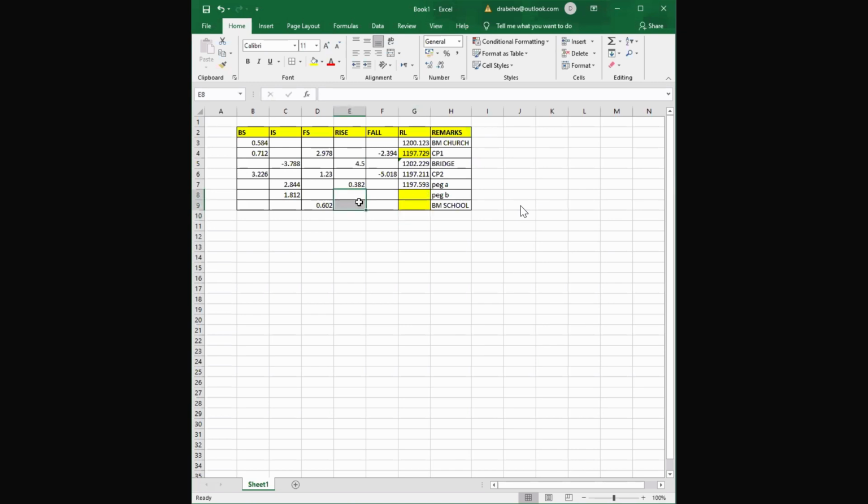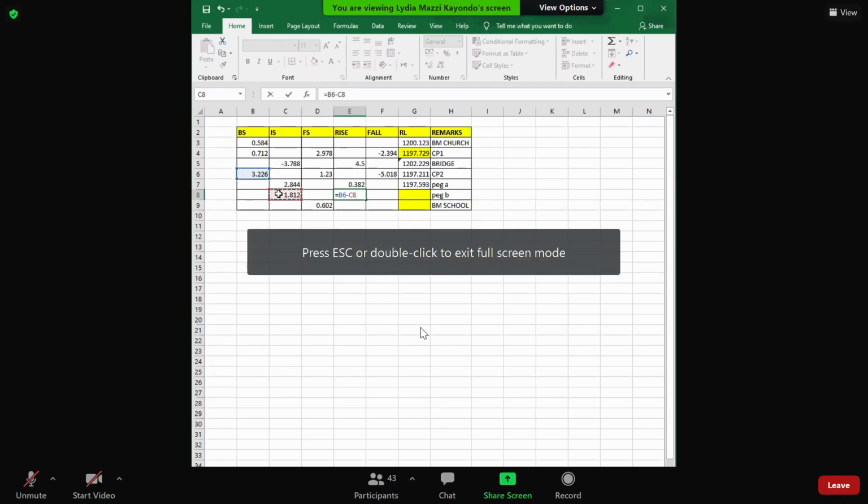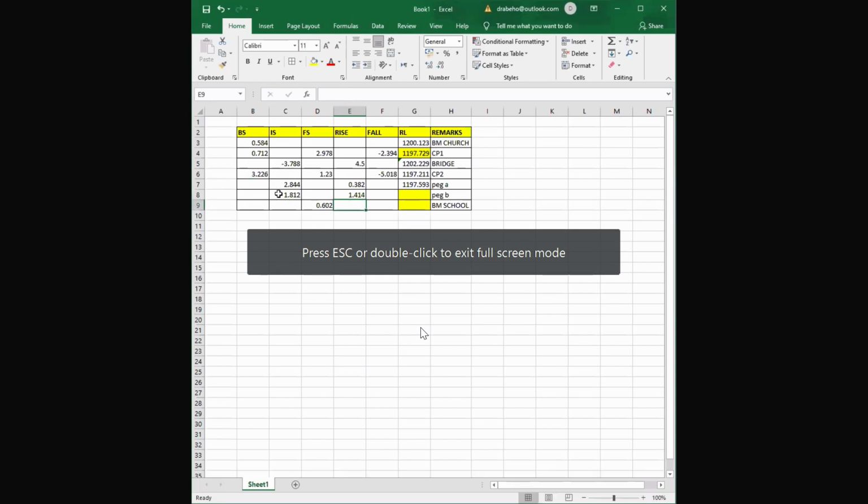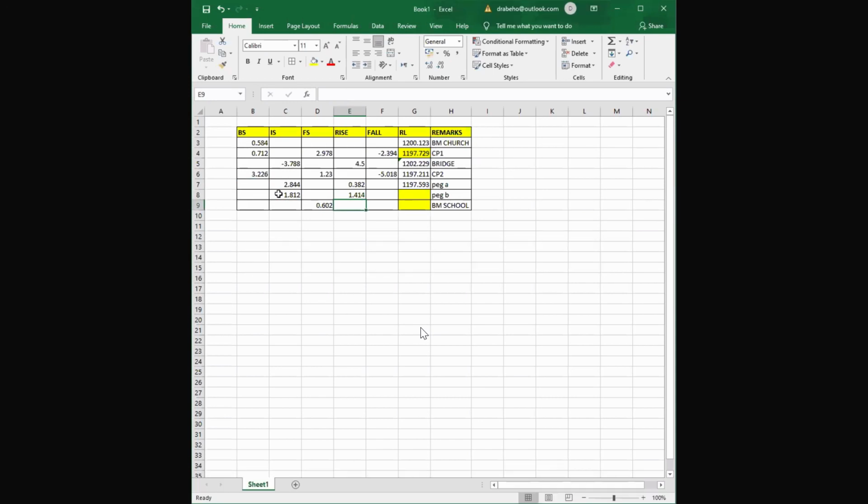Okay. Now remember we said to find the rise, it is backside minus forward. So here where we have intersides, we shall take our intersides as the forward. So here at peg B, we have the backside at CP2 minus the interside at peg B, and that is the rise. This rise is not from peg A to peg B, but from CP2 to peg B. And that's why when we are finding the reduced level here, we shall take the reduced level of CP2, then we add the rise.